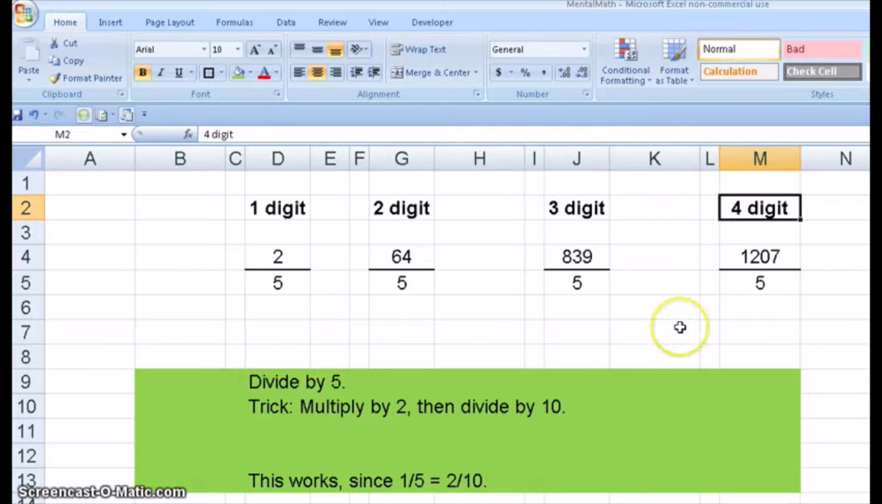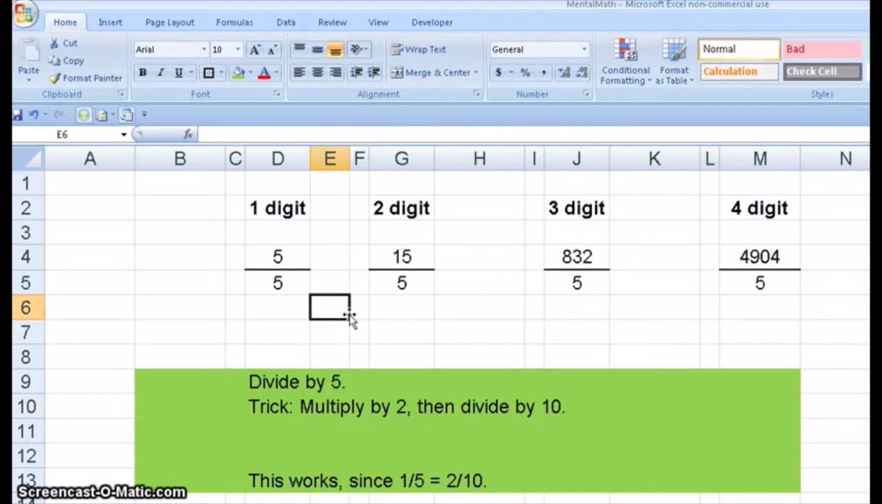Okay, but so let's take 64 divided by 5. So multiply by 2. So 64 times 2 is 128. Now divide by 10 and you get 12.8. Let's do 2/5. 2 times 2 is 4. Divided by 10 is 0.4.